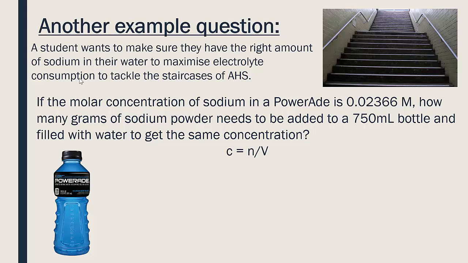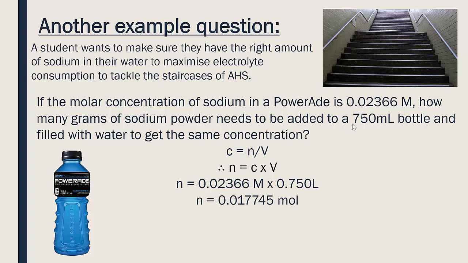So we've got our C equals n on V, but we rearrange it to see what number of moles we need. So the idea is we've started off with this concentration, so we have a known concentration, we have a known volume, so in order to find mass we have to work backwards, so n equals C times V, so the number of moles is going to be the 0.02366 moles per liter times by 0.750 liters. That's going to make 0.017745 moles. So remember, not rounding up the number yet, using that whole number for further calculations.